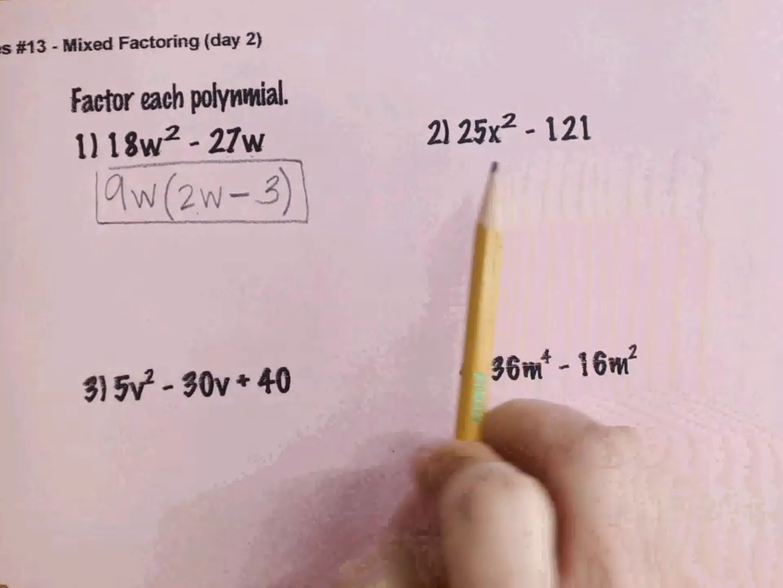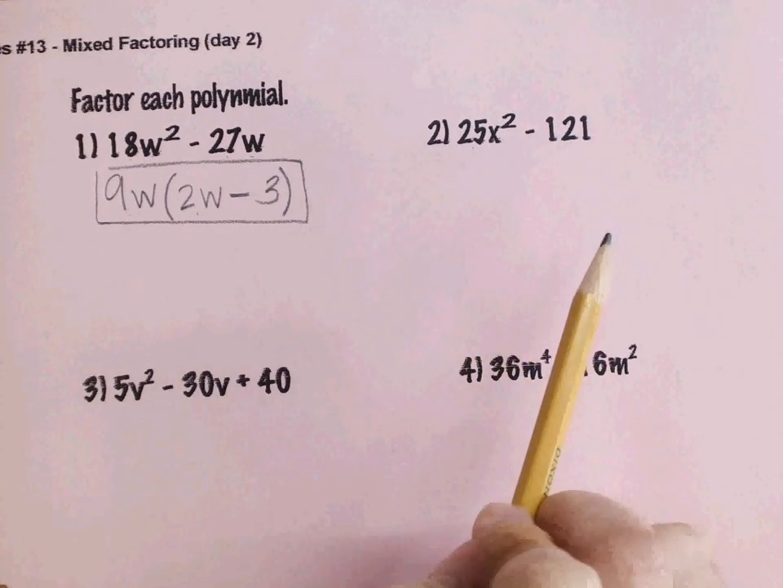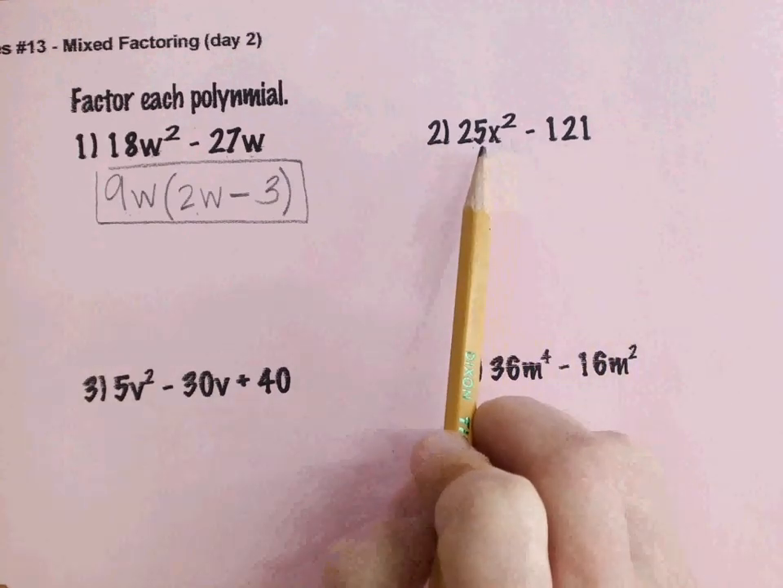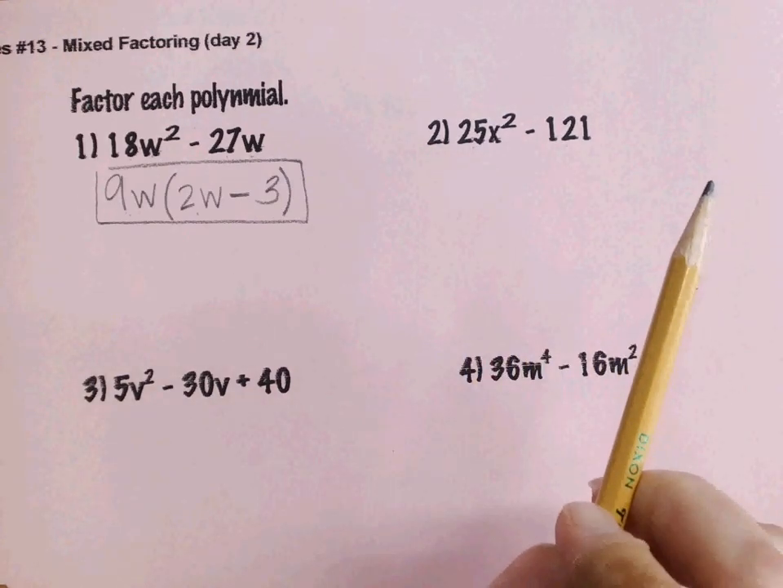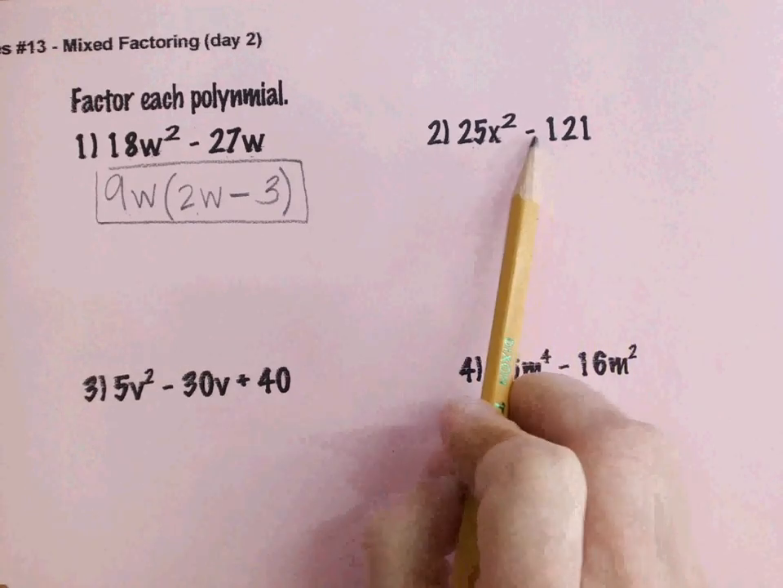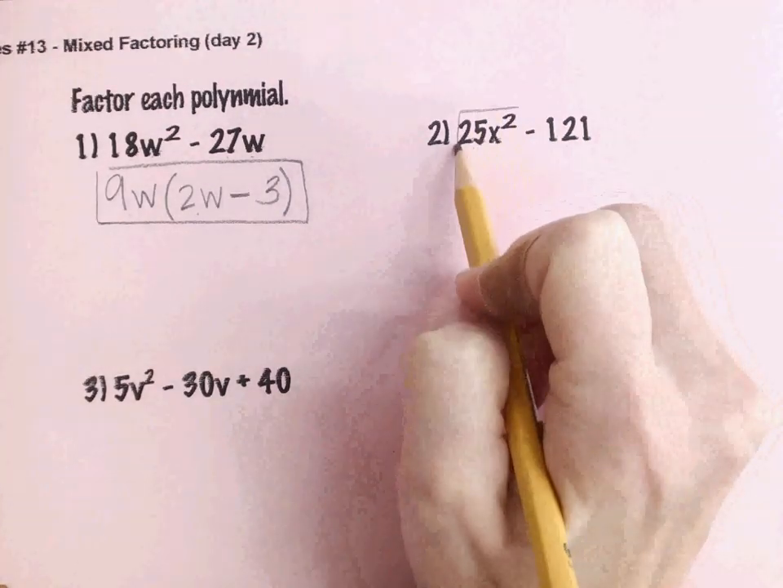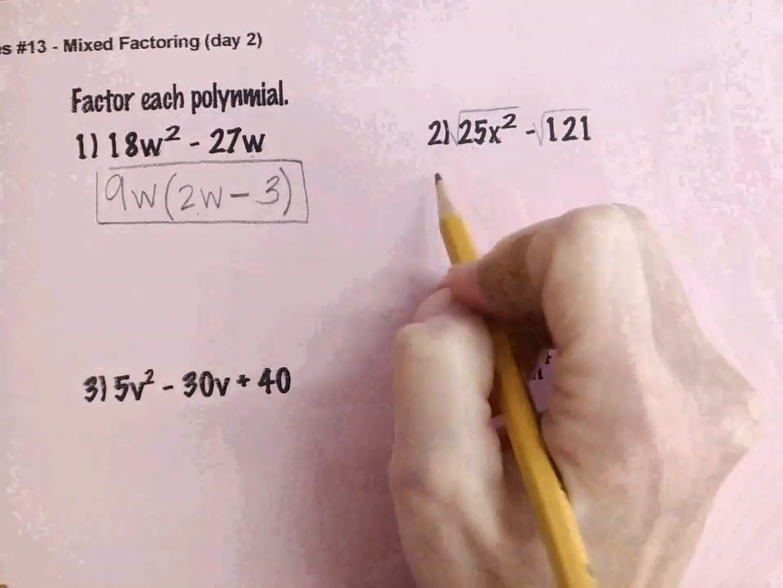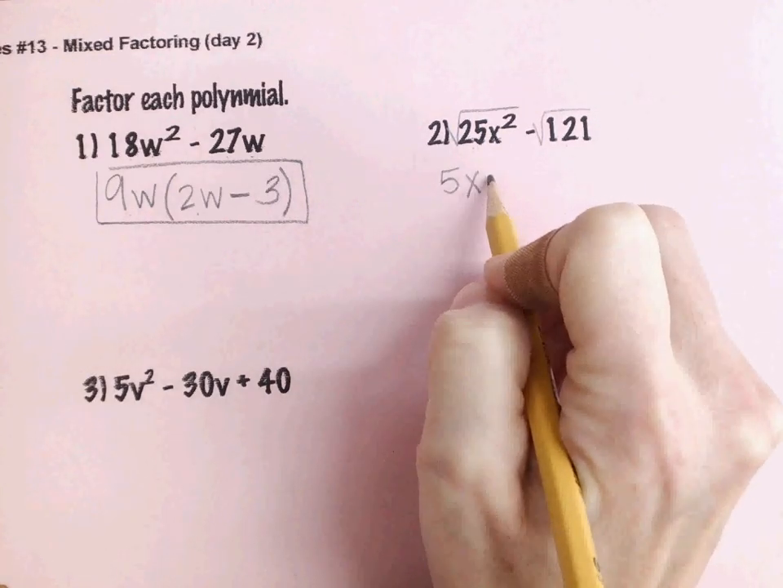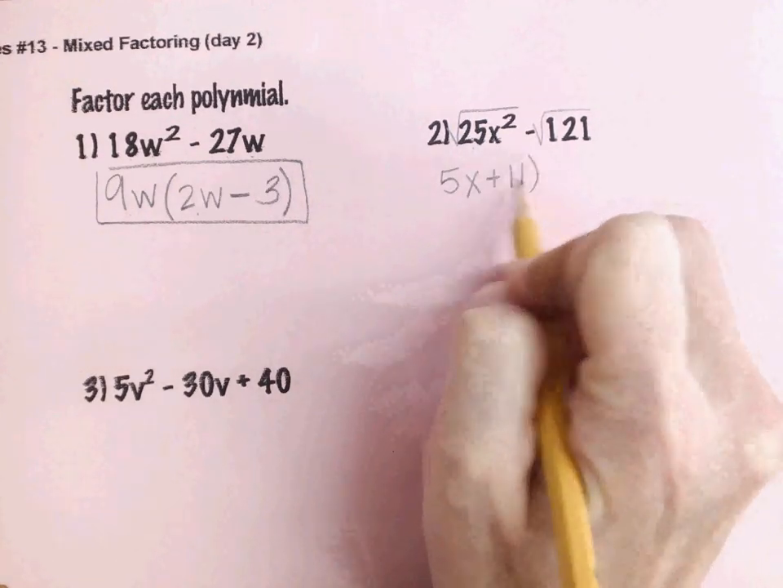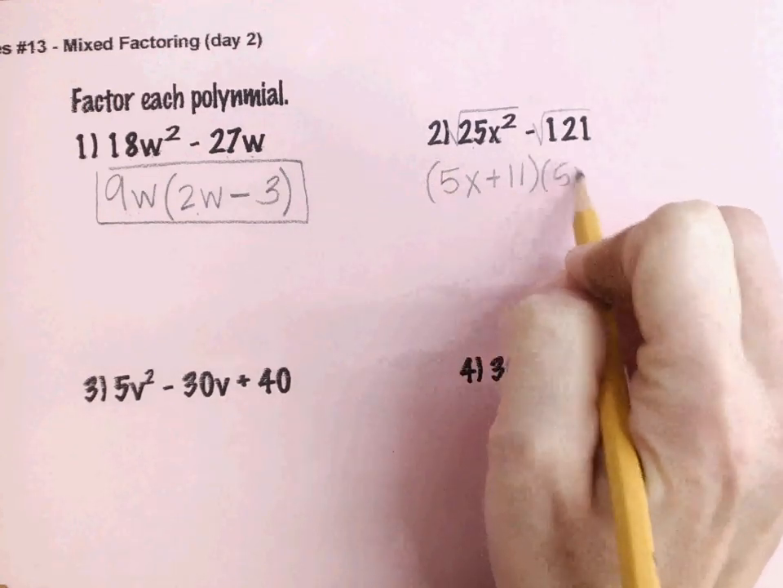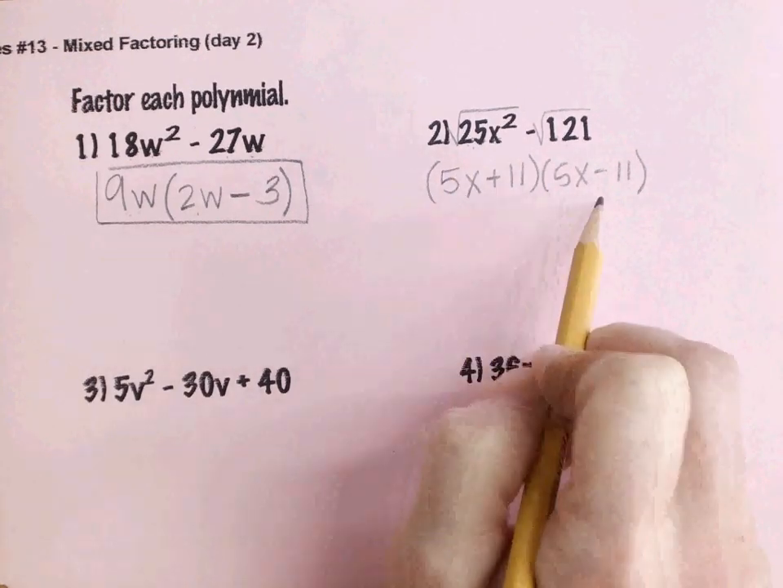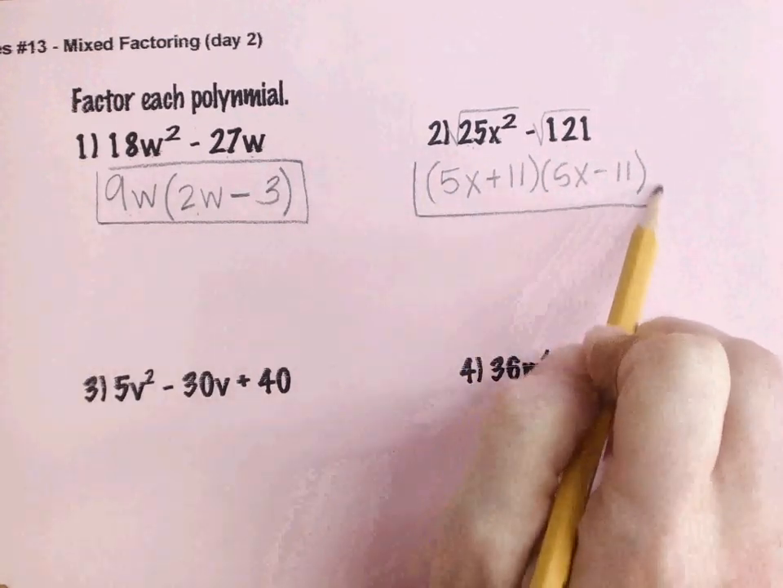Number two, same thing. I'm going to start by looking for a GCF first. They don't have a GCF. The next thing I'm going to realize is I have two terms, so I'm going to see if I can find the square root of both terms. I do have a minus sign in the middle, and so I can find the square root of 25x squared, and I can find the square root of 121. So my answer is going to be 5x plus 11, 5x minus 11. So again, when I find the square root, I write it as a factor of two binomials.